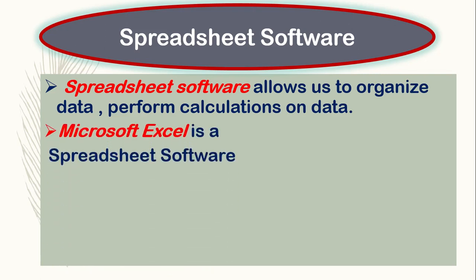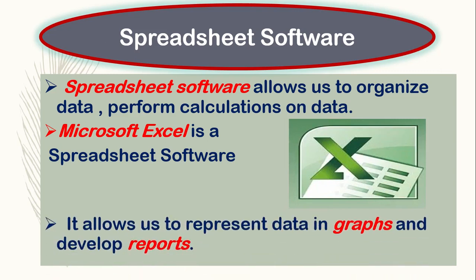Next point is Microsoft Excel is a spreadsheet software. It means it is a type of spreadsheet software that also stores the data in the form of rows and columns, and these rows and columns are called worksheets. Next point is it allows us to represent data in graphs and develop reports. It means Excel can show the data in the form of graphs, and it can also develop reports.